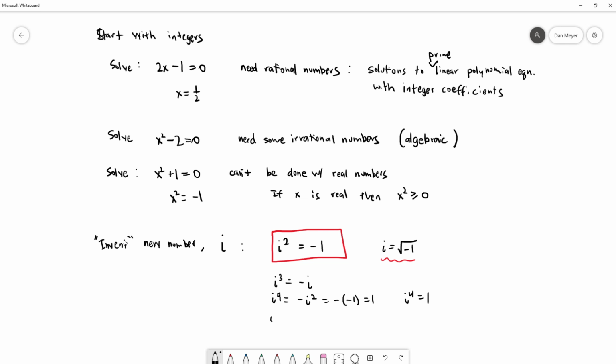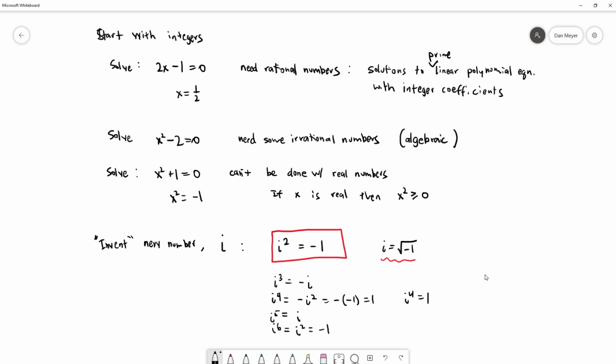And then i to the 5th is just i, and i to the 6th is i squared, which is -1. If we just keep multiplying by i, there's this cycle: i, -1, -i, 1, i, -1, -i, 1. So it just cycles. There's 4 stages in the cycle.